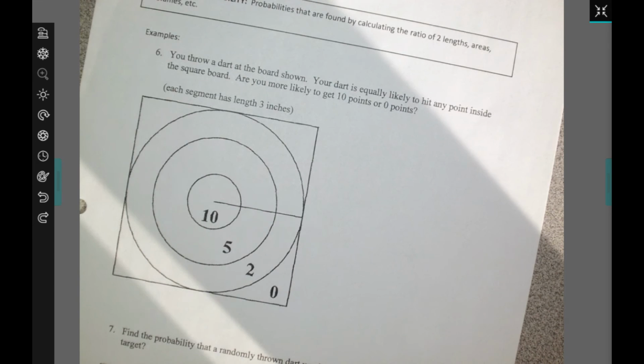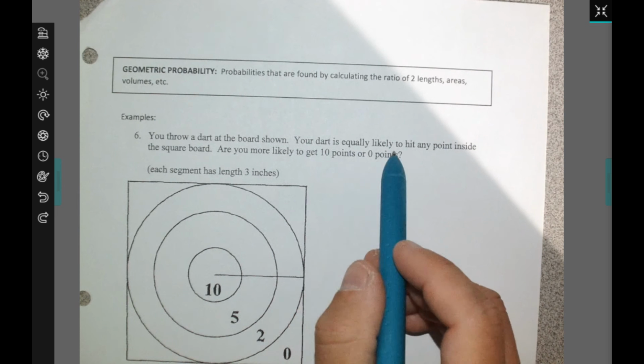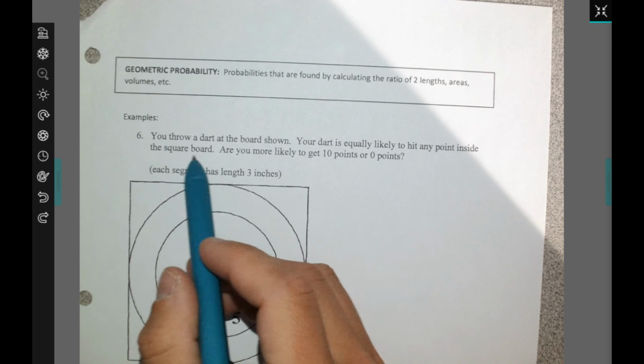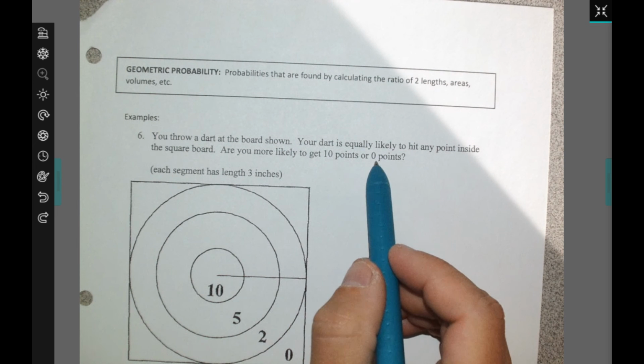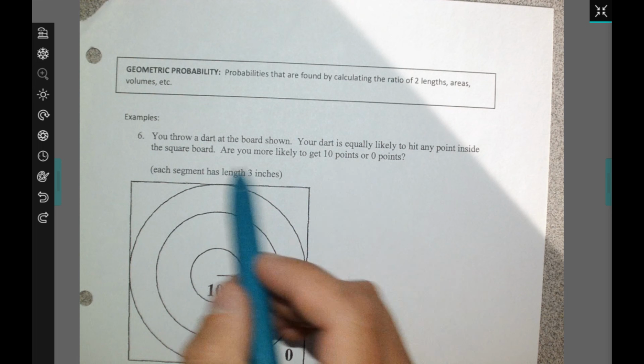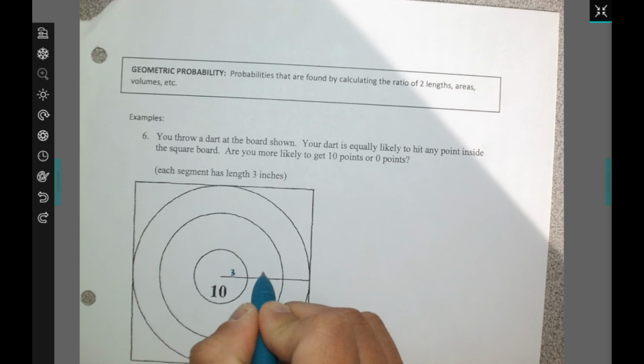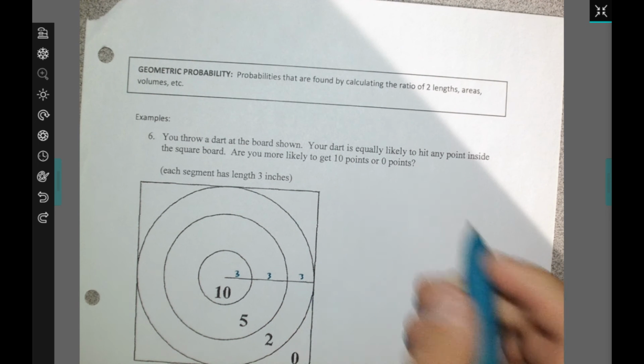Absolute last type we're going to talk about is geometric probability. So whenever you're doing geometric probability, it's all about finding areas. So on this one, it says you throw a dart at a board. Your dart is equally likely to hit a point inside the square board. Are you more likely to hit 10 points or 0 points? Each segment has a length of 3 inches. So we go 3, 3, 3.